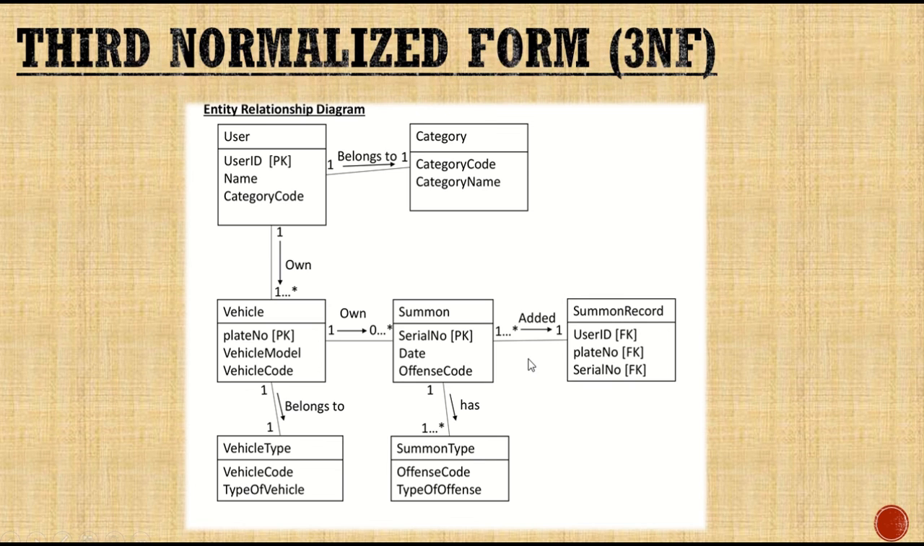So I'm going to explain the business rules of the diagram. So firstly, each user will belong to a category. Each user will own one-to-many vehicles, and each user will belong to one vehicle type. After that, each vehicle will have zero-to-many summons. Each summon has one-to-many summon types. And lastly, one-to-many summons will be added to one summon record.